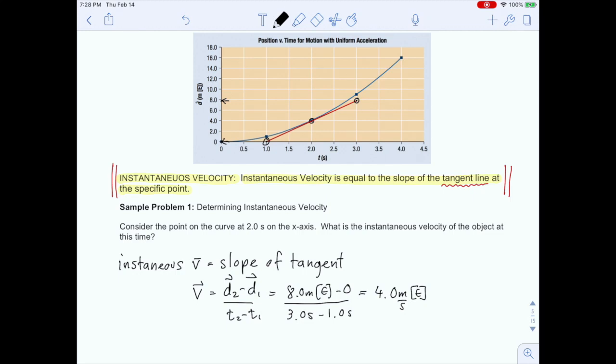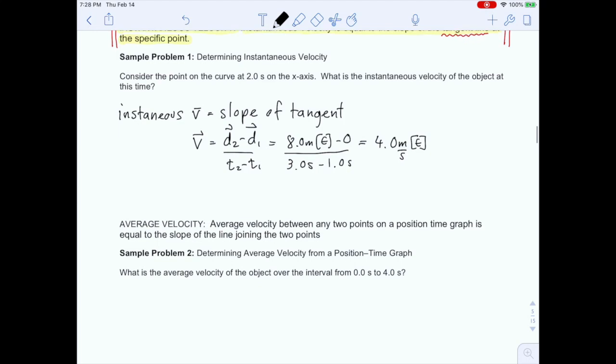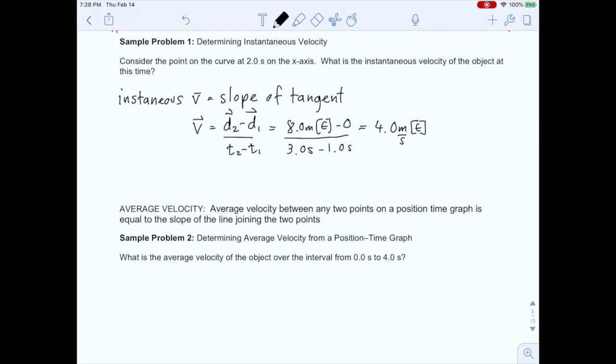Now, since the object's velocity is changing over the entire interval, an important piece of information would be to report the average velocity over the interval. And that's what the second sample problem asks us. It's asking us to determine the average velocity over the interval 0 to 4 seconds. And this is how we find the average velocity. The average velocity between any 2 points on a position time graph is equal to the slope of the line joining the 2 points.